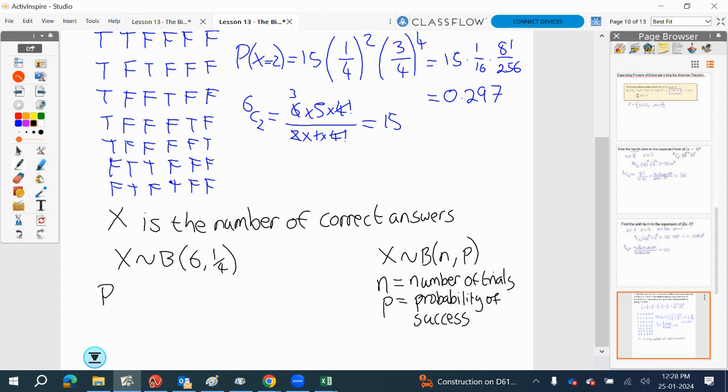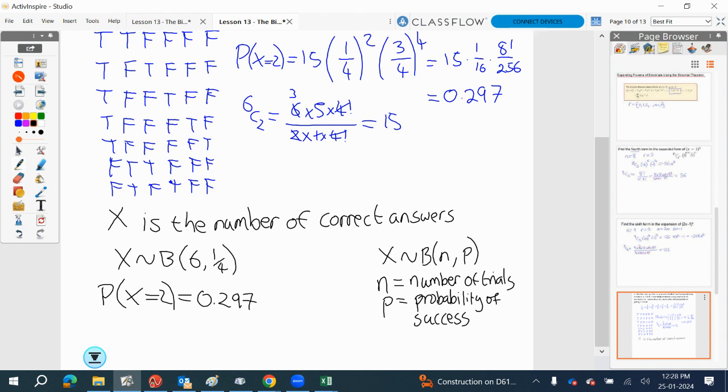We want the probability that the random variable x is equal to 2, and we calculated that to be 0.297. So this is how we write it in a math question. So what does this one mean? It's distributed, and then the B stands for binomial.